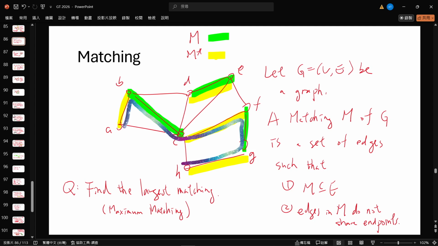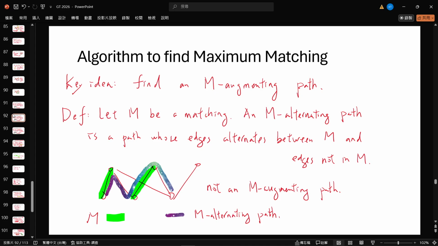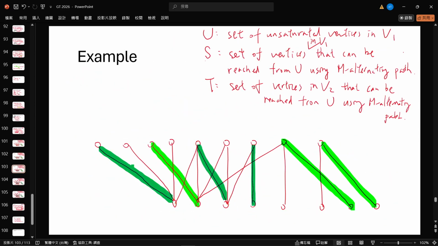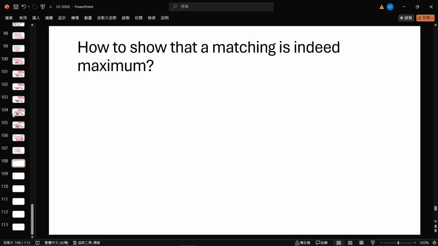So for example, like this one, okay? So this is the whole graph. Then the maximum matching is just like this, okay? So you can only saturate 2 of them, not every vertex in the graph, okay? Yeah, so how to show that this particular matching is really the best?